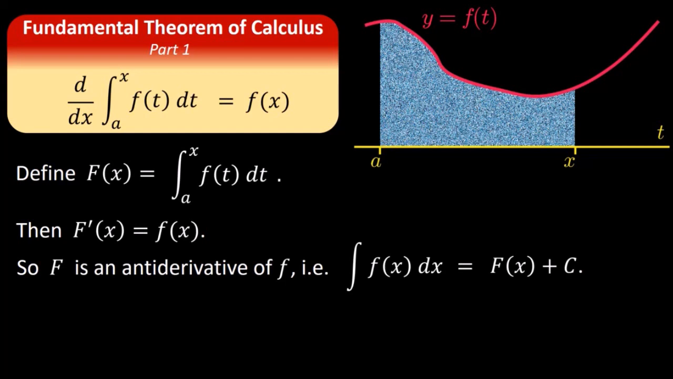In other words, capital F is an antiderivative of little f. And we learned to write that this way. Antiderivative of little f is capital F plus a constant c. You don't know which constant, there's some constant.